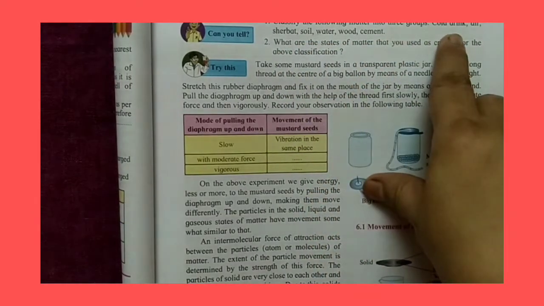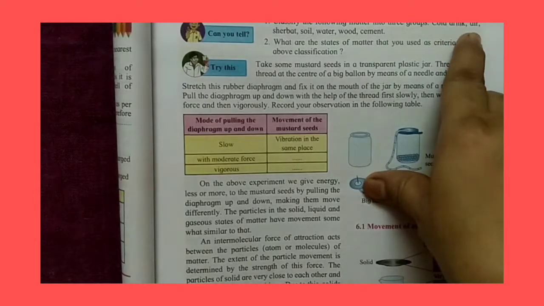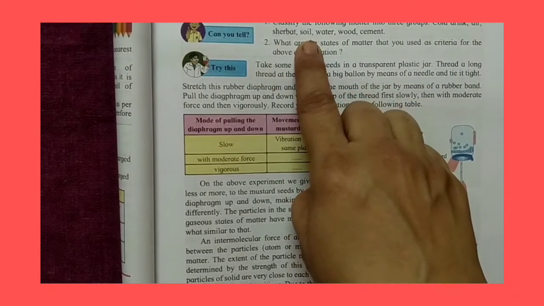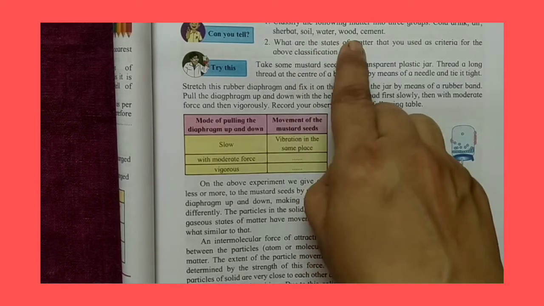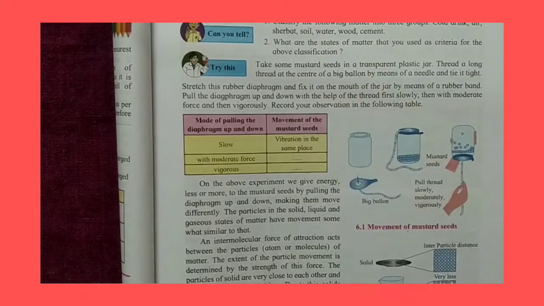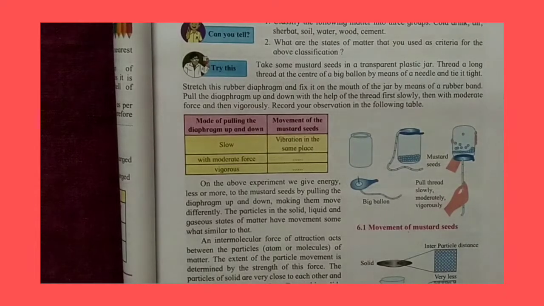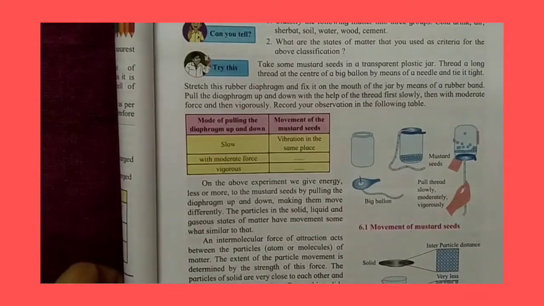Now what is cold drink? It will be liquid, air will be gas, sharbat will be liquid, soil will be solid, water will be liquid, wood will be solid and cement will also be solid. Now what are the states of matter that you used as a criteria? We know only three states of matter, so we can say that we have used that as a criteria to find out what are these states of matter.